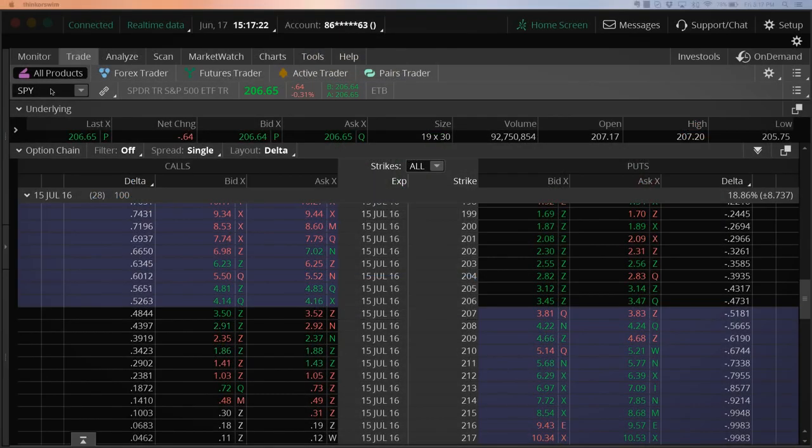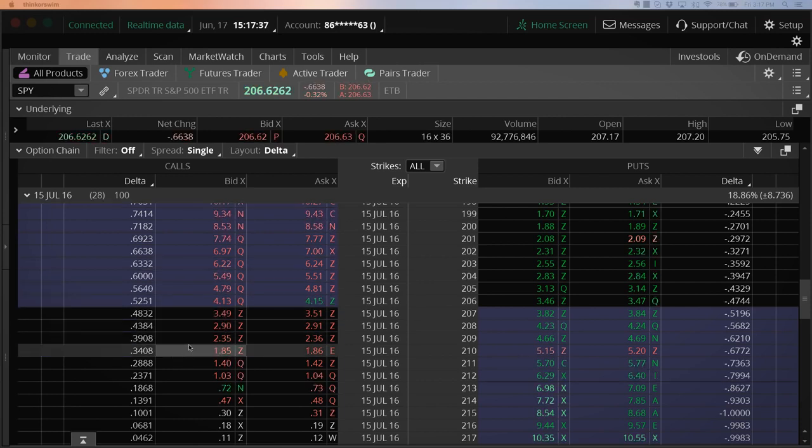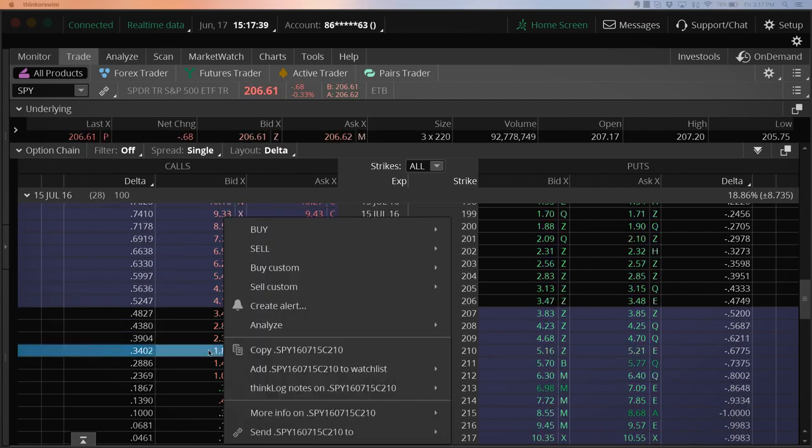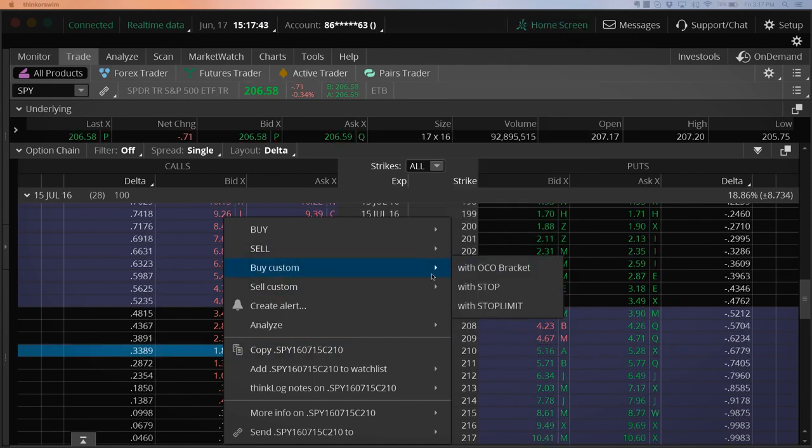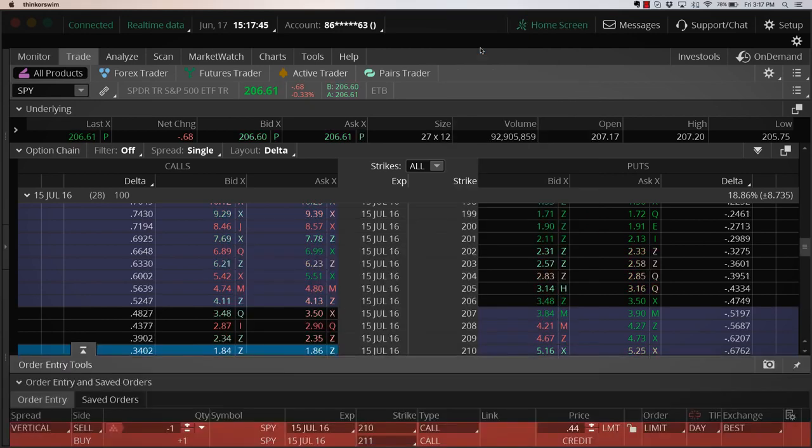So here we are in the Thinkorswim platform, and the cool thing about trading spreads is that the technology is advanced enough to allow us to enter the multiple options that make up the spread as one order. So we're looking at the option chain of SPY, which is the S&P 500 ETF. All we have to do is right click any out of the money option, and in this case we're going to do the call side and right click the bid or the ask and then click sell vertical.